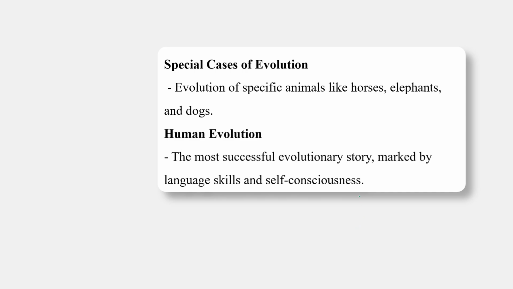And the final evolution comes towards the human, and this is the most successful evolution story. Why? Because of the presence of language skill. This is present in humans only. And another very important quality present in humans is self consciousness. That's why this is the most successful evolution story. Now let's discuss origin and evolution of man.